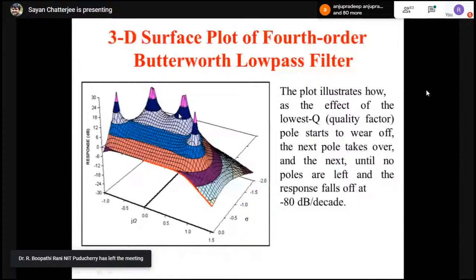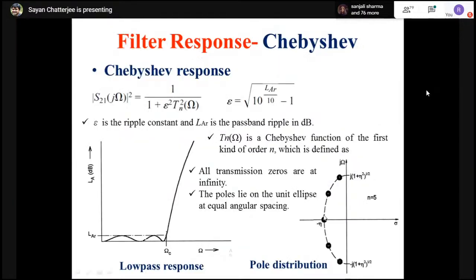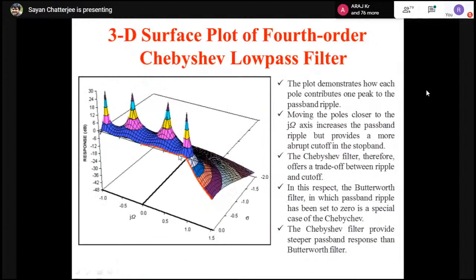We all know that the Chebyshev contains the Chebyshev functions, and on that basis it contains elliptical equations, and the poles are on an ellipse, not on circles as before. On that basis, you can see now the poles are closer to the origin of the sigma. Previously poles were in this region, maybe at the minus one plane, but now they are very close, within 0 to 0.5, minus 0.5.